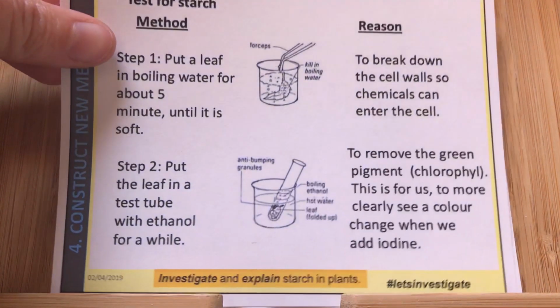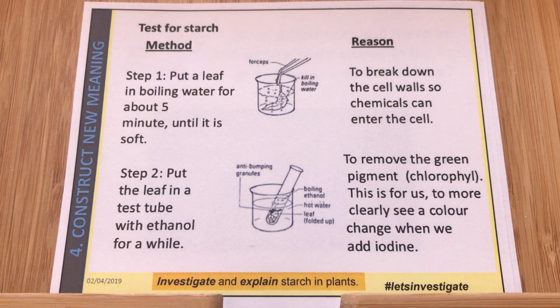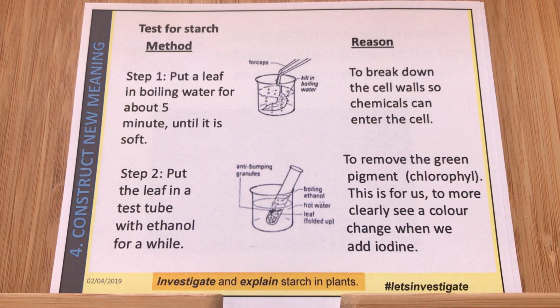Here's the method. So we first of all put the leaves into boiling water, and that helps to break down the cell wall. And then we put the boiling tube with the leaves in it into the hot water to keep it warm, and into the boiling tube we add ethanol. What the ethanol does is it removes the chlorophyll from the leaf, so it's easier to see the colour change when we add the iodine solution.